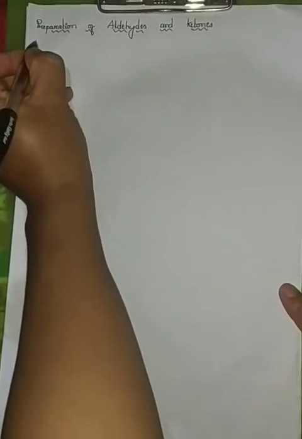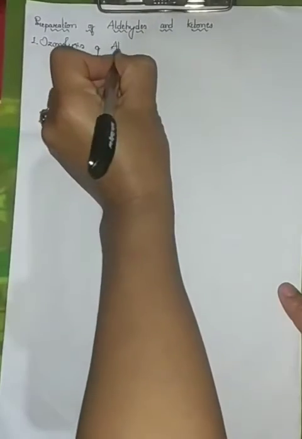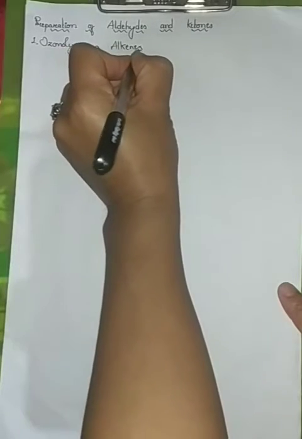Hello everyone. In this video, I'll be explaining the preparation methods of aldehydes and ketones, where aldehydes and ketones can be prepared in a single chemical reaction. Now the first one is ozonolysis of alkenes and alkynes.